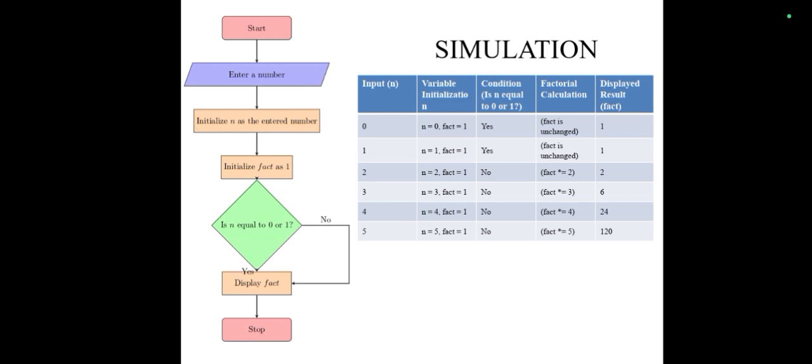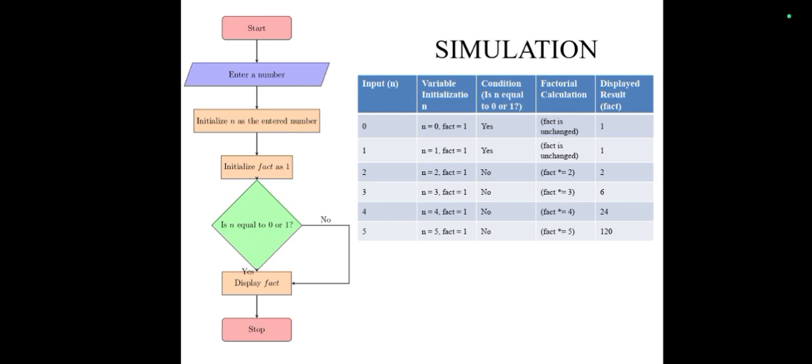Next example, I input the number 1. n is set to 1 and fact is set to 1. The condition is met because 1 is equal to 1, which means it is yes. The factorial calculation didn't change. Fact is unchanged, which means fact remains 1 and the displayed result is 1.